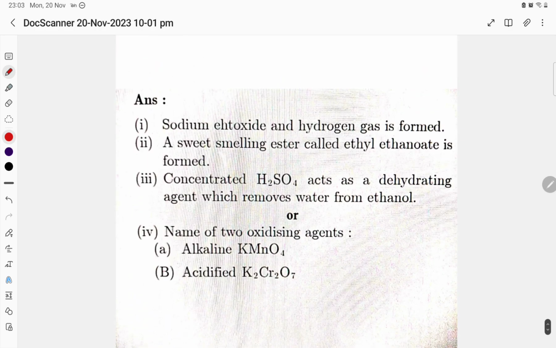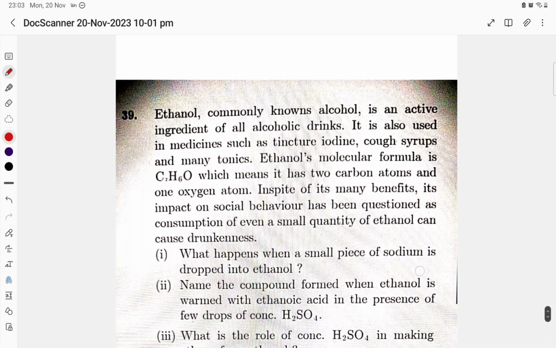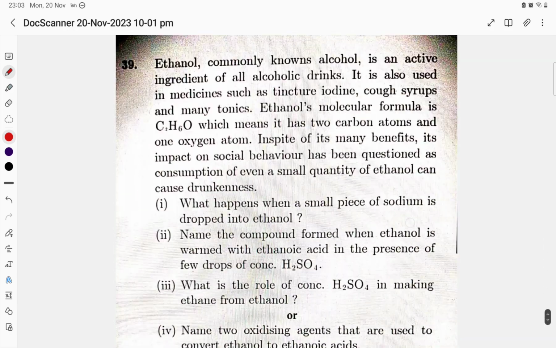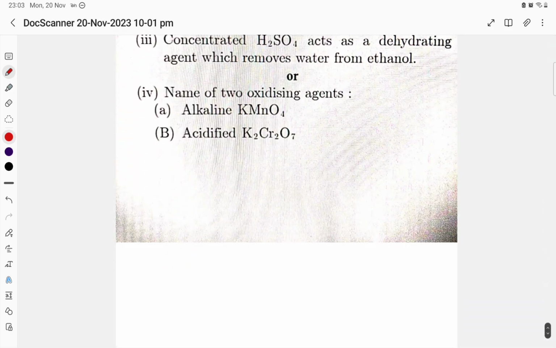Remaining questions we are going to do. Many more questions are there that we will do in the next class.